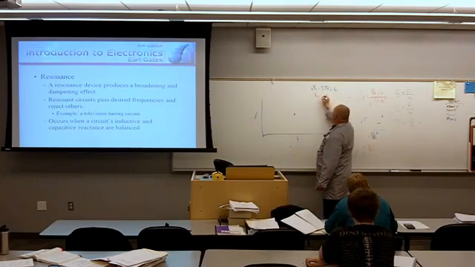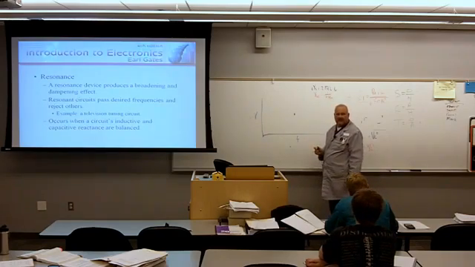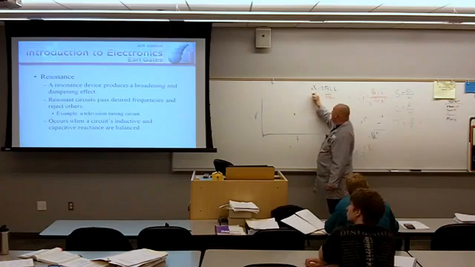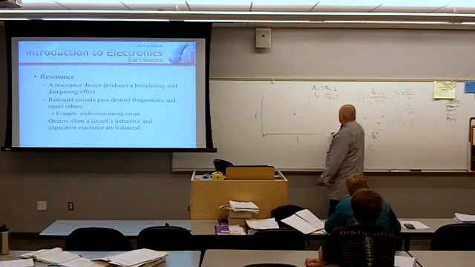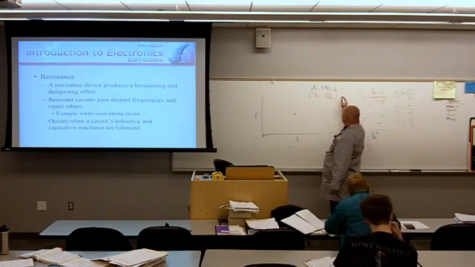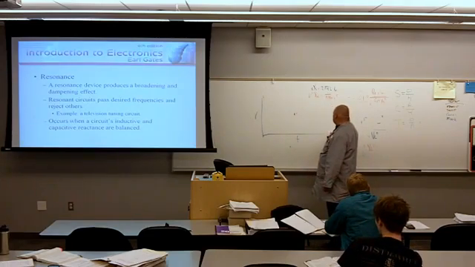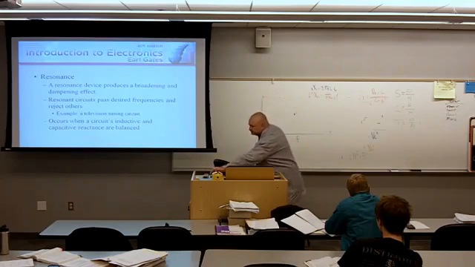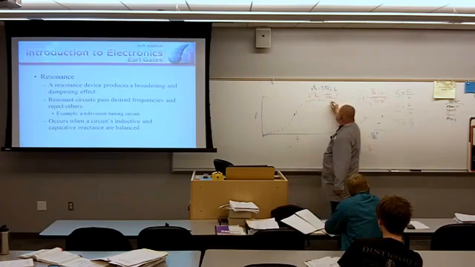X sub C is equal to 1 over 2 pi FC. Do you agree with that? So when I'm at a low frequency, my X sub C is going to be high. When I'm at a high frequency, my X sub C is going to be low. When I'm at a medium frequency, it's going to be medium. So when I plot these out, this is X sub L, and this is X sub C. This is what I'm going to get.